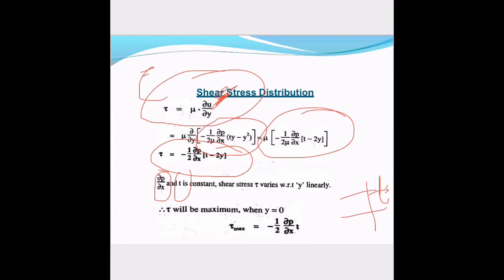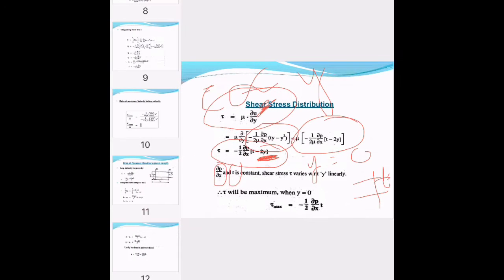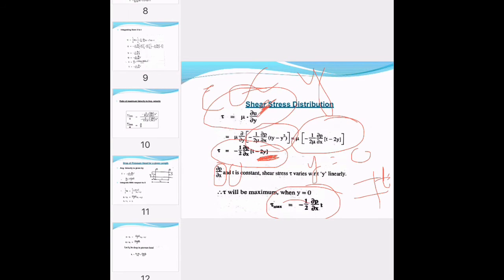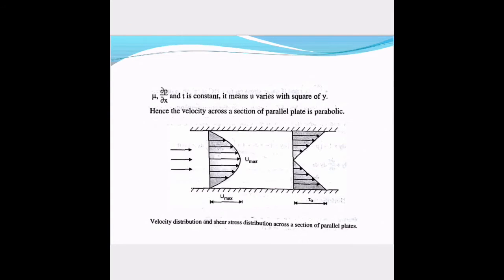One is, if you consider y equal to 0, then shear stress will be maximum, and if you consider y equal to t by 2, that means in the middle of the plate, the shear stress will be 0. So in this equation we have got shear stress is directly proportional to y. So if y equal to 0, shear stress will be maximum. That means maximum shear stress occurs near the solid boundaries.